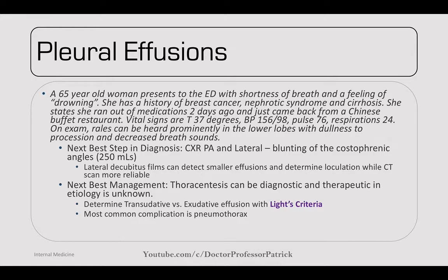Next best step in diagnosis is a chest x-ray. You can get PA and lateral films, and your first sign is going to be blunting of the costophrenic angles with about 250 milliliters of fluid.